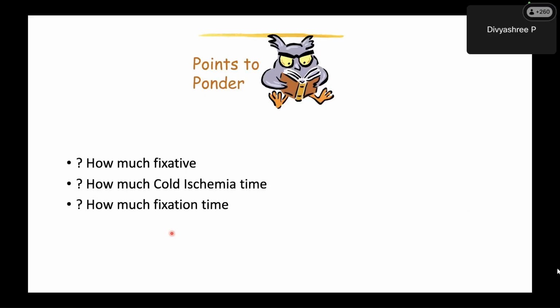It should be 10 times the volume of the specimen in the container. In the container that you have kept the specimen, 10 times the volume of the specimen should be the amount of fixative. So is that done everywhere? Is it followed in all the hospitals? The other students also, does everybody do it?